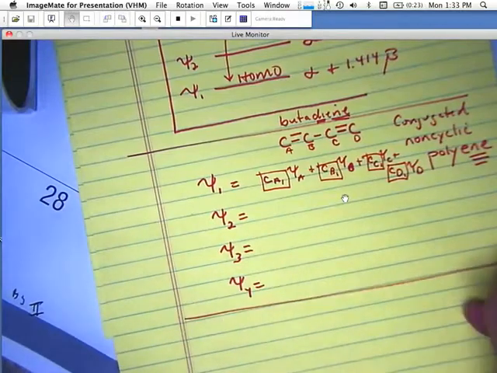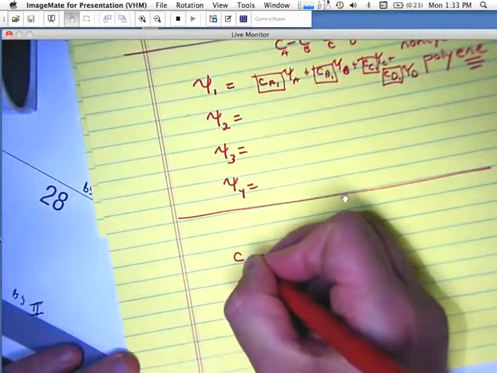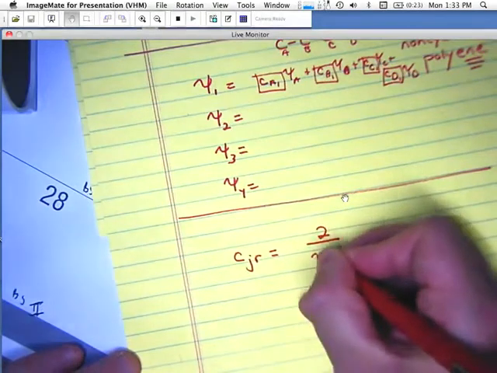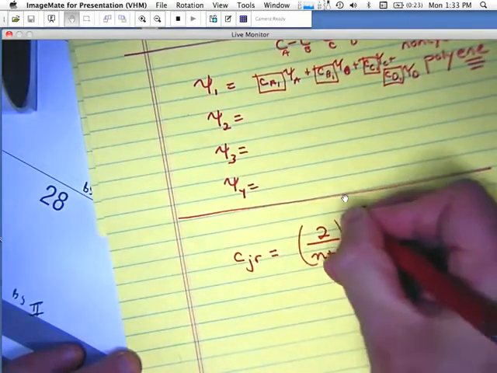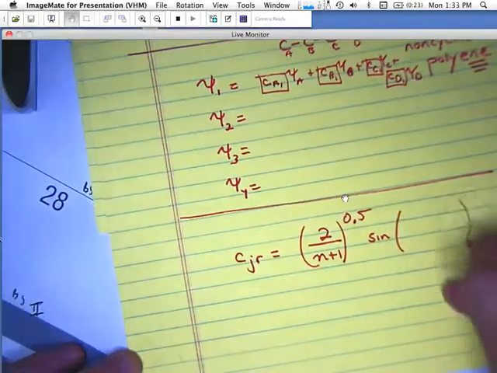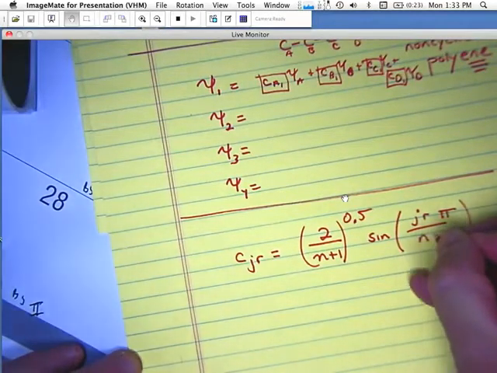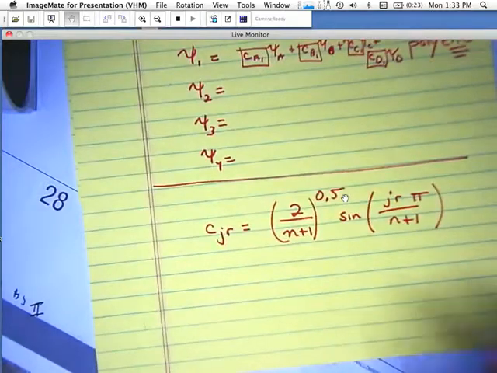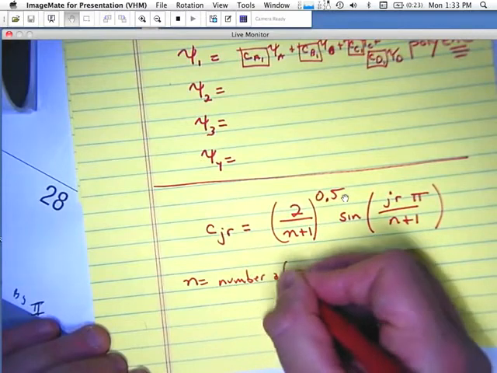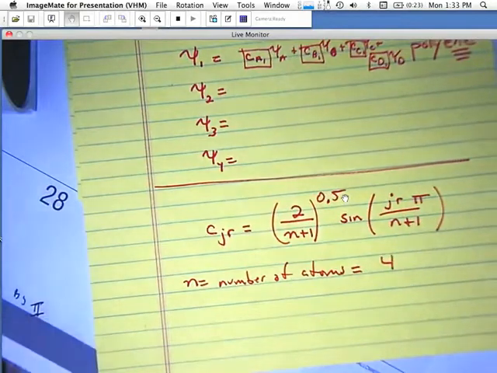And the way you're going to calculate your coefficients is in the lab. I've given you a formula, and it's going to look something like this. And you're going to use a spreadsheet to do this. And in this particular case, n is equal to the number of atoms. So in this particular case of butadiene, it is equal to 4.